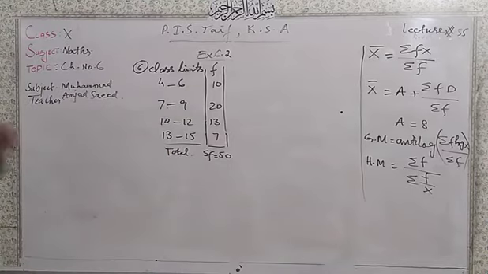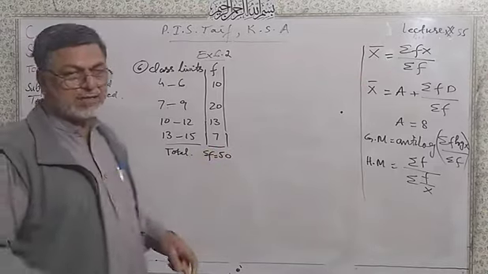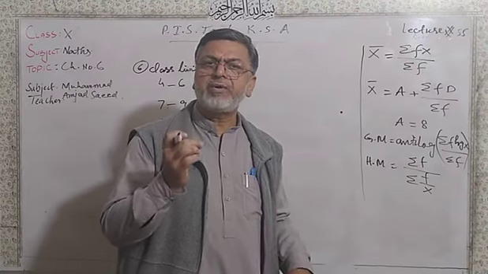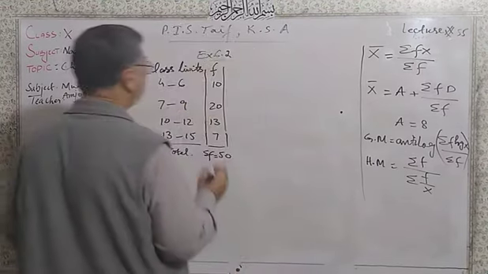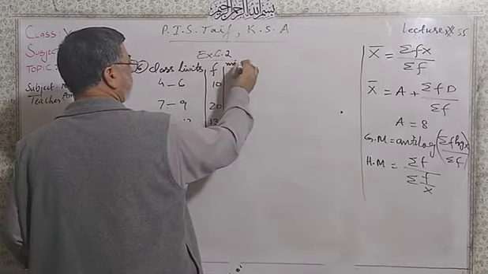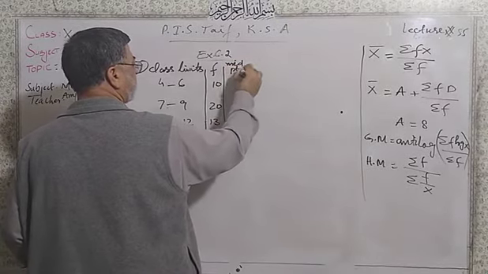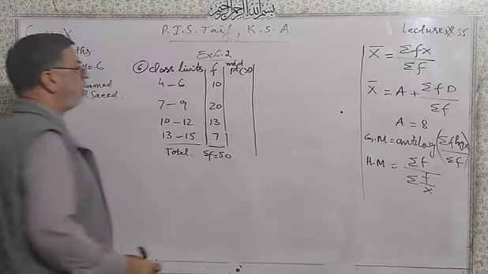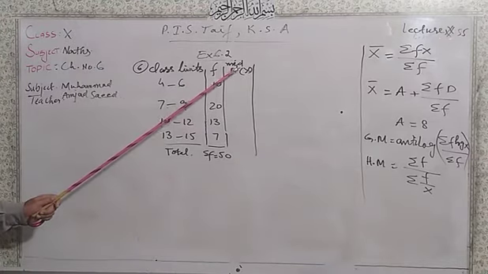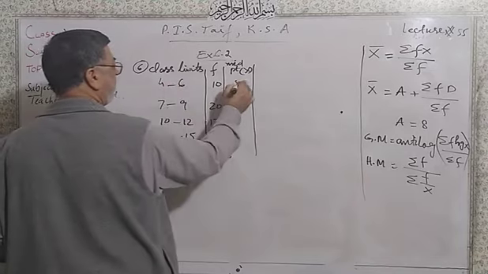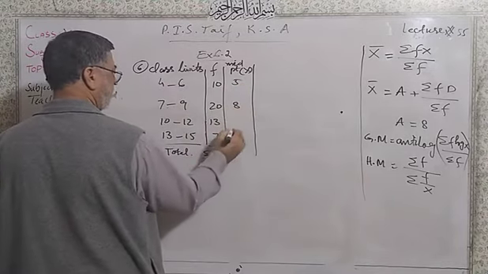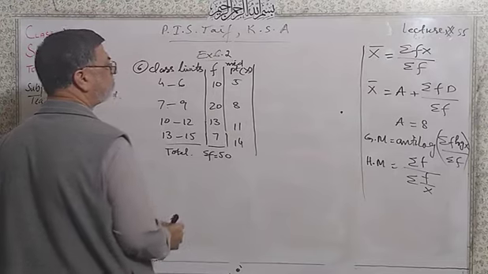Dear students, now we will find the column of x. What is the column of x? X is midpoint or class mark. So x is midpoint, that is capital X. How will you find that x? Add lower and upper class limit and divide by 2. That will be 5. Here is 8, 11 and 14.